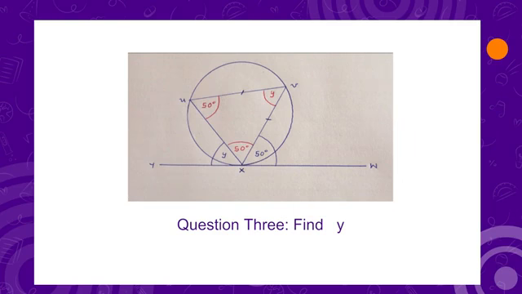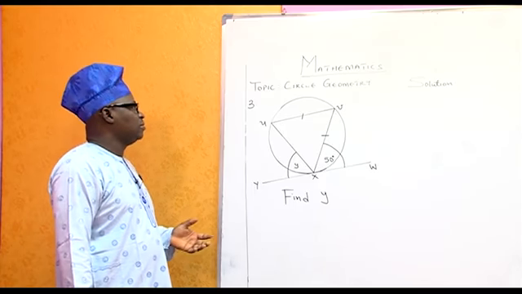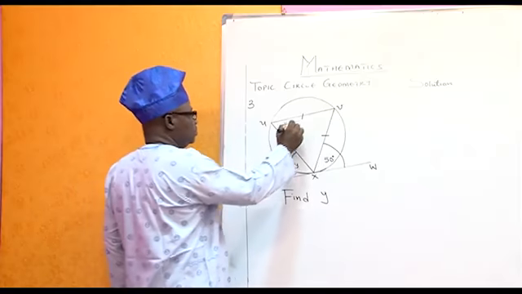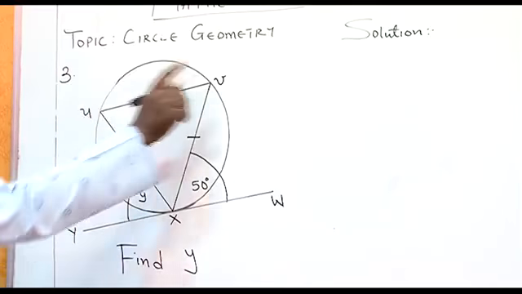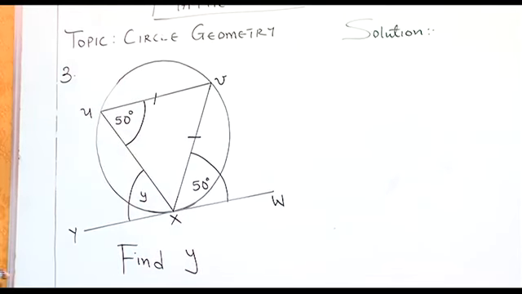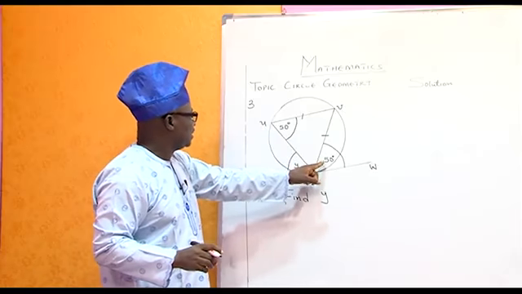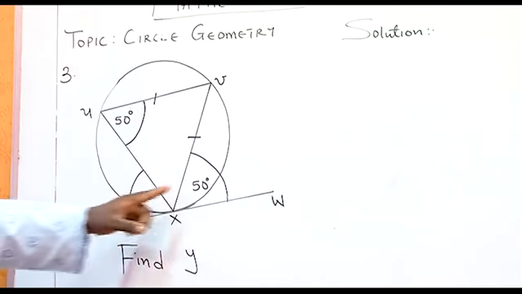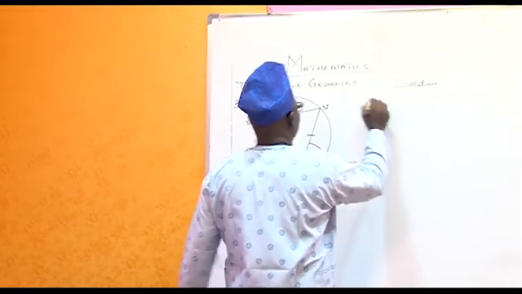Now, when you look at the arrangement of this diagram, what comes to mind is the angles in alternate segment. So in this case, this angle here, which is angle XUV, is going to be 50 degrees because angle XUV is the same as angle VXW. They are both angles in alternate segment. So let me write it down.